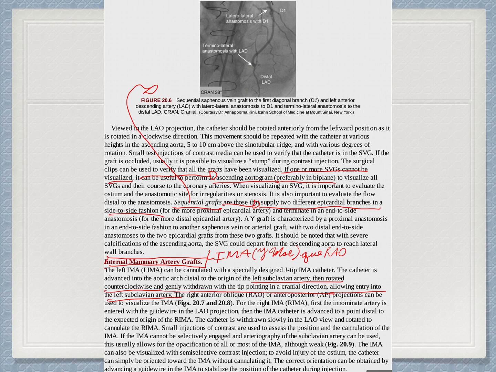Okay, with a counterclockwise and gently withdrawn with the tip pointing in a cranial direction, allowing entry into the left subclavian artery. Remember that you have to go into the left subclavian artery, then go past the internal mammary artery ostium, and then when you're coming back, you should make this counterclockwise movement in order to direct the tip cranially and cannulate that internal mammary artery.